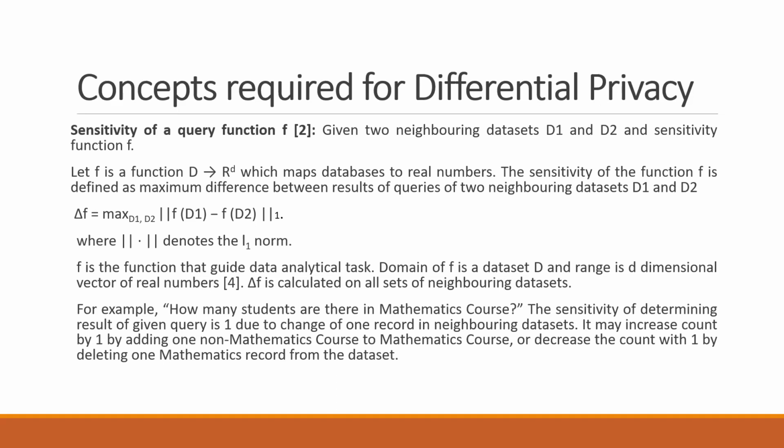If we consider one example for understanding sensitivity, suppose I query how many students are there in the mathematics course. The result between both data sets differs by only one. In one data set maybe the count is less, and in another data set maybe the count is greater by one. So the count differs by only one, and the sensitivity is one.